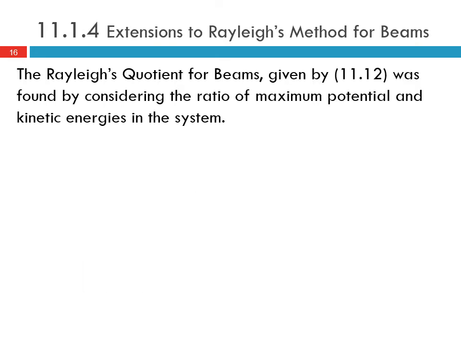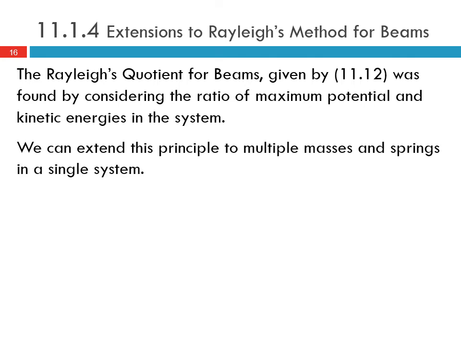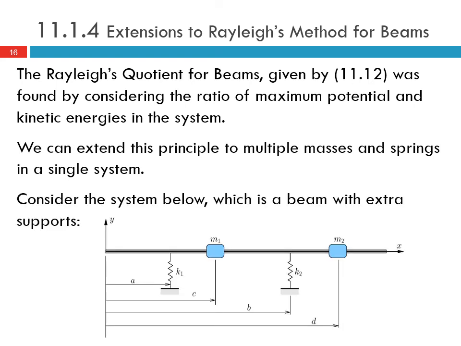Now we can extend Rayleigh's quotient, or Rayleigh's method, by considering some additional elements in the system. So Rayleigh's quotient for beams, given by 11.12, was found by considering the ratio of the maximum potential and kinetic energies in the system. And we can extend this principle to multiple masses and springs in a single system. So for example, if we have a system like this where we've got a beam with additional extra masses, M1 here and M2 here, and additional supports like a spring stiffness K1 and another spring K2.